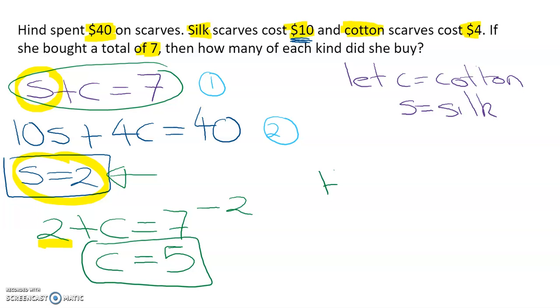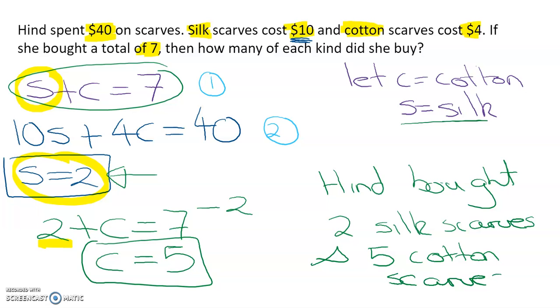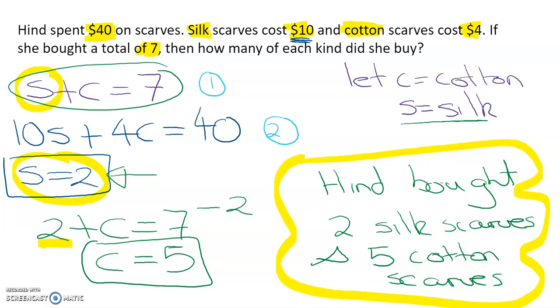So you would have Hind bought, what did she buy? She bought 2 silk scarves, because that's what you've allowed S to equal. And 5 cotton scarves. And that is your final answer. So just remember, with a worded problem, answer it in a sentence so that you're showing you understand what the question's actually asking and you've answered it in context.